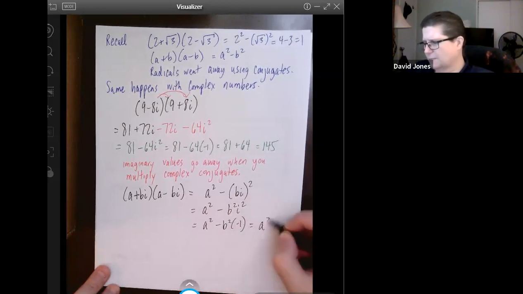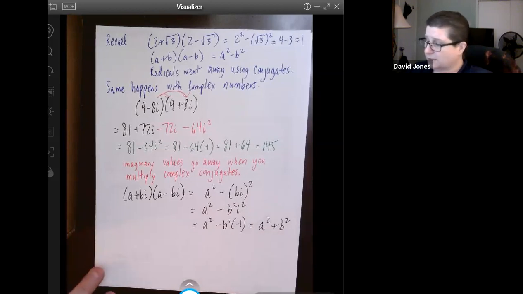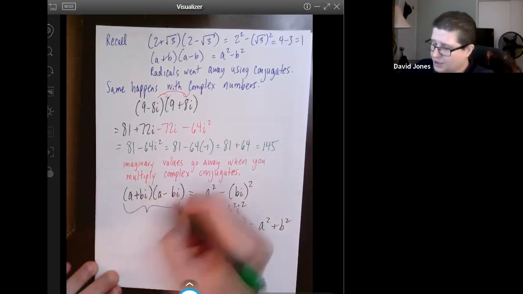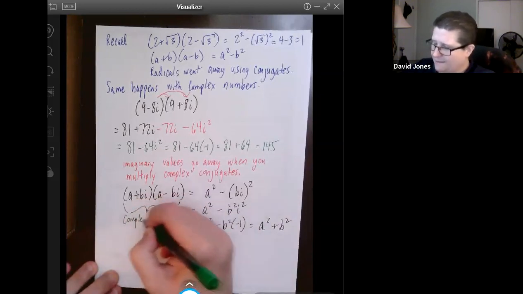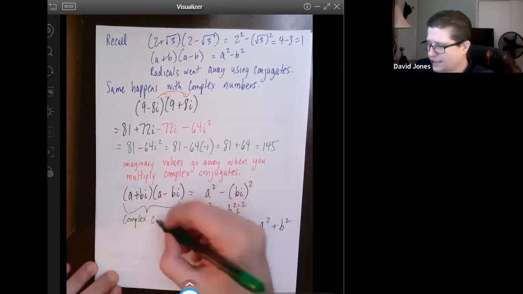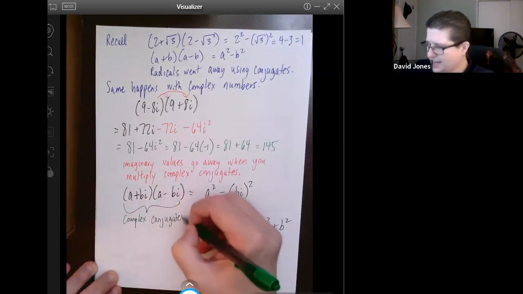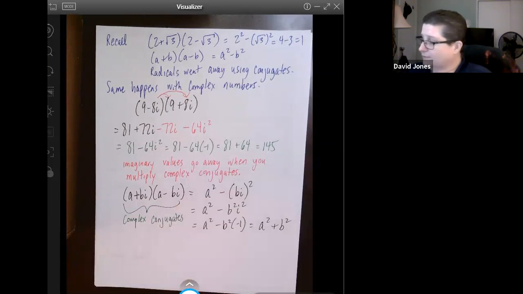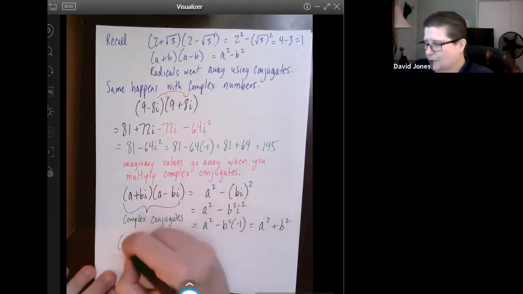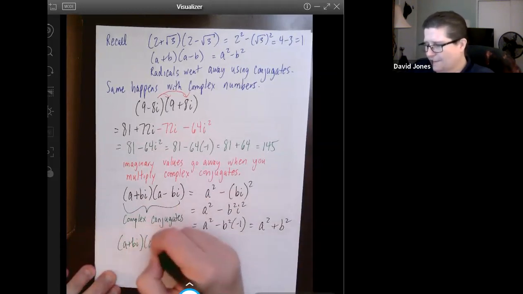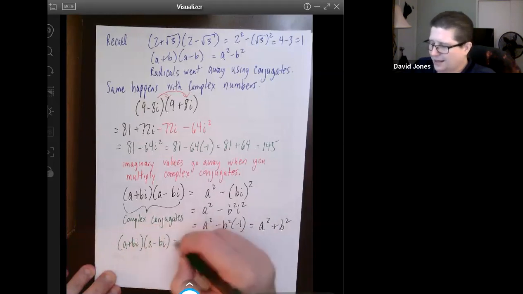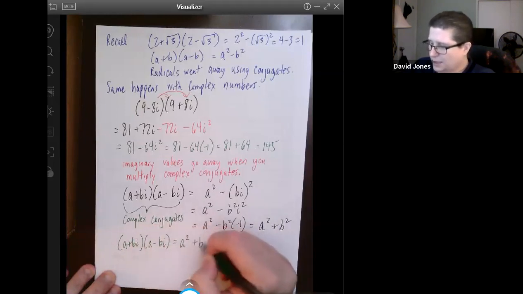So this just becomes negative b squared times negative 1, which is positive b squared. When we multiply complex conjugates, they have the same real components and the same imaginary components, but the sign between them is negative. One's positive, one's negative. We've got a plus bi times a minus bi is equal to a squared plus b squared.